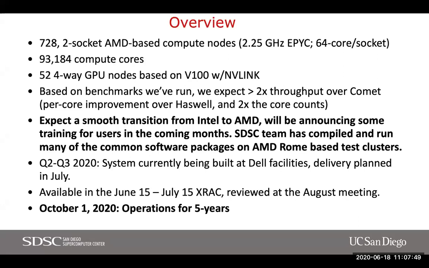And we've been running benchmarks on some test clusters that we've had access to. And based on what we've seen with early application performance, we expect to easily go over 2x the throughput of Comet. There's a per core improvement over the Haswell, and we also have nearly 2x the core count.